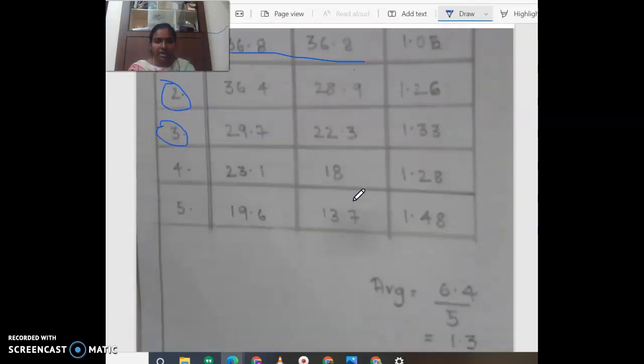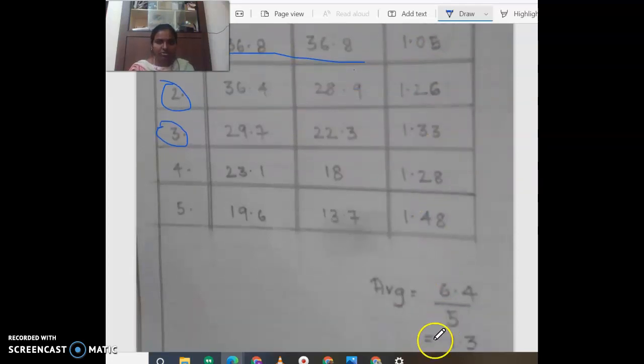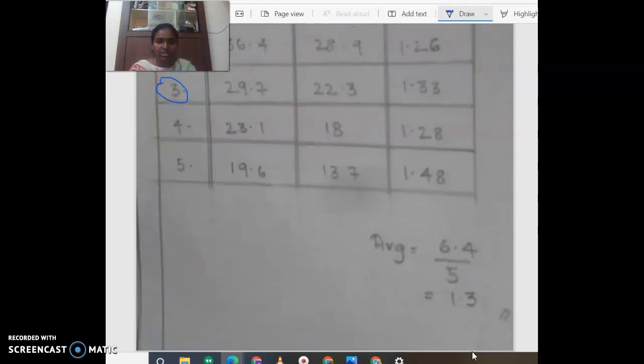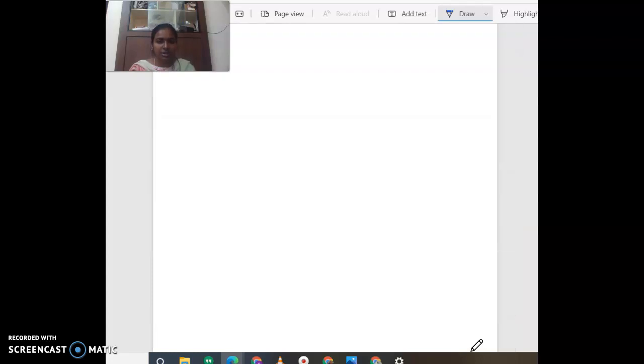Then we take the average of the 5 values. These are the values I took. For example, the sum of all these 5 values is 6.4, and divided by 5 the average is 1.3. So the average distribution coefficient is 1.3.